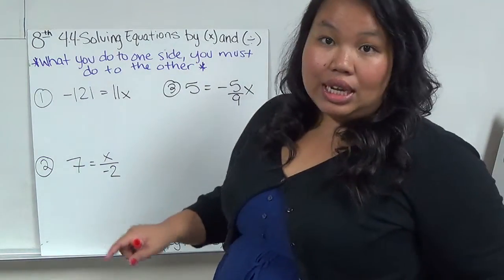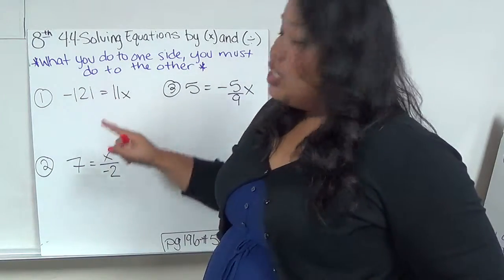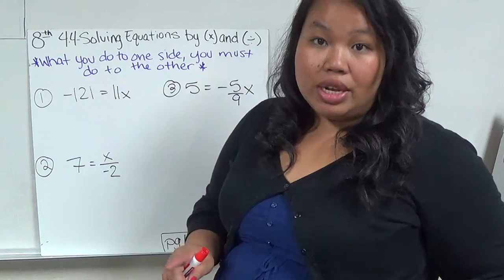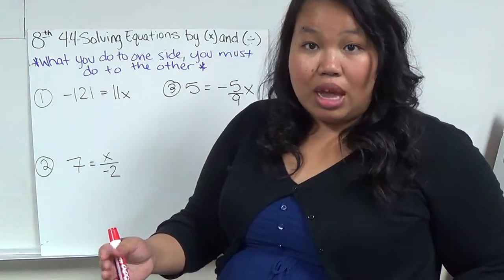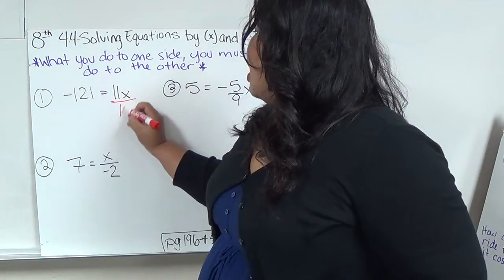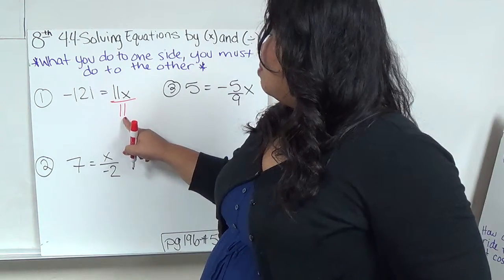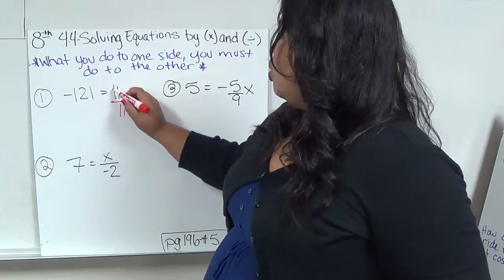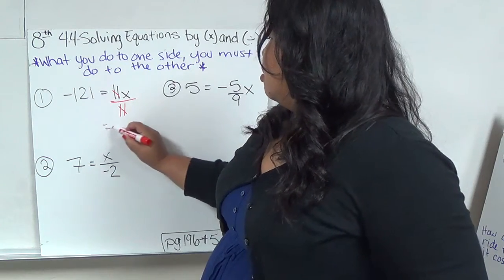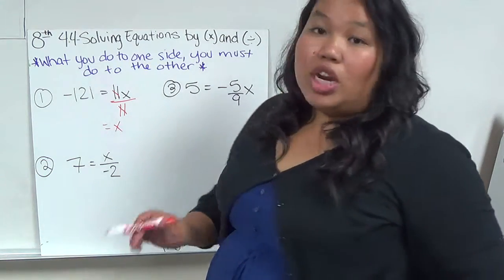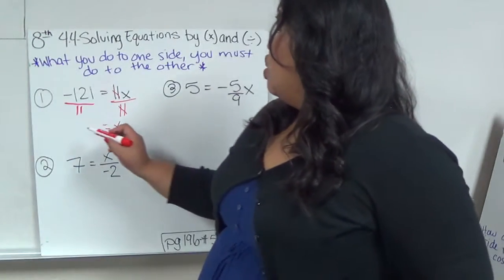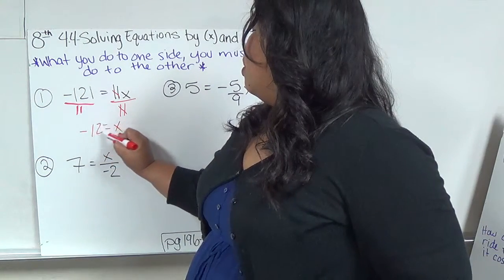And how is it connected? Well, since 11 and x are connected together side by side, that means multiplication. They're being multiplied. So the opposite of multiplying by 11 is dividing. Because if I do 11 divided by 11, this gives me a 1 in front. So it isolates just x. Okay? But again, what I do to one side, I have to do to the other. So I have to do negative 121 divided by 11. So I'd have negative 11.